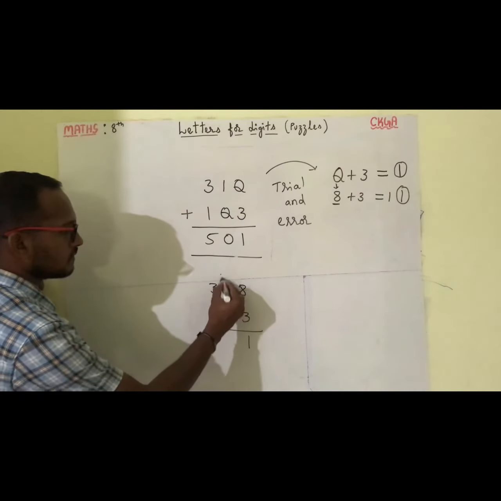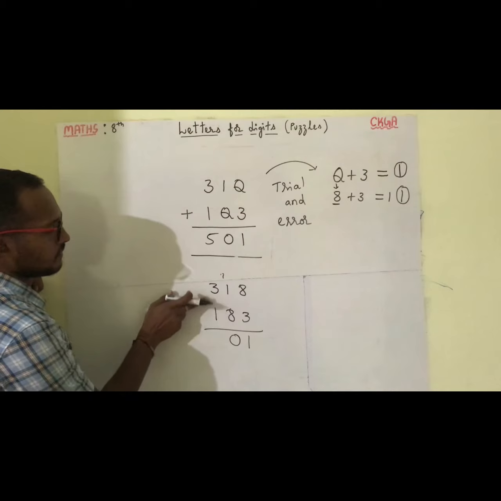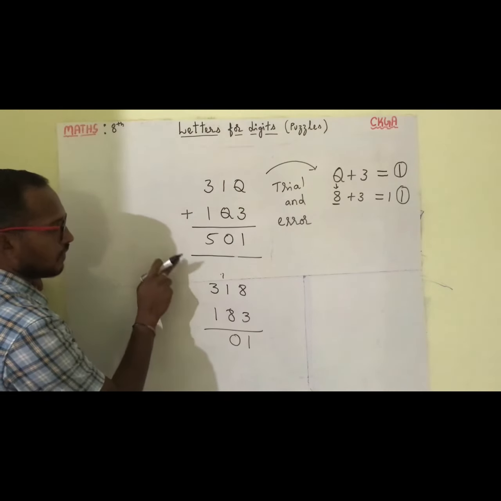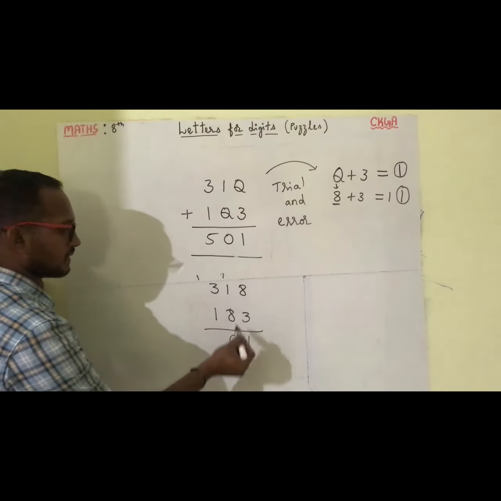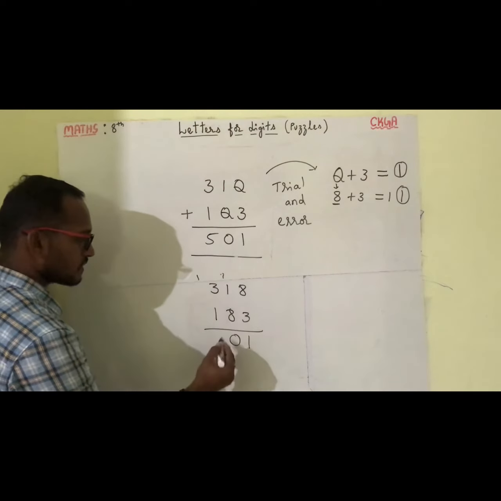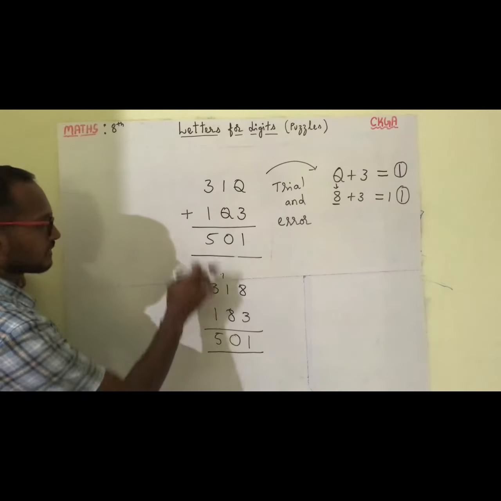10 plus 1, that could be 0. 1 plus 3 is 4, 4 plus 1, that could be one more carry. You can say 8 plus 1 is 9, 9 plus 1 is 10, 0, 1 carry. Then 3 plus 2 is 5. So somewhat we have cracked this code.